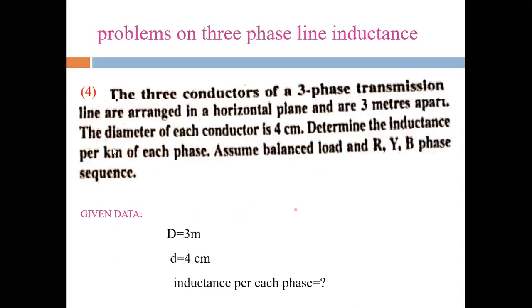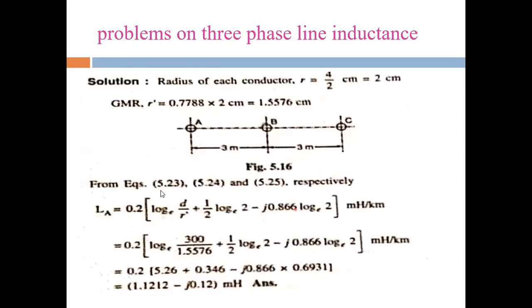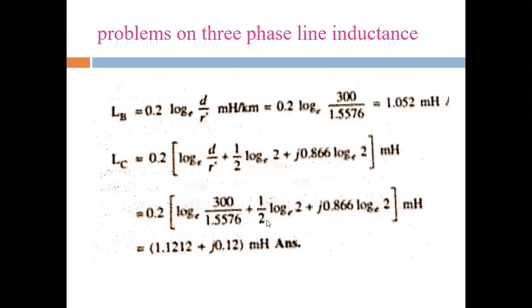Next, this is another problem. This is also a three-phase transmission system. But in this system, the three-phase conductors are arranged in the same horizontal plane, A, B, C. In this case, we derive the formulas for the inductances LA, LB and LC.